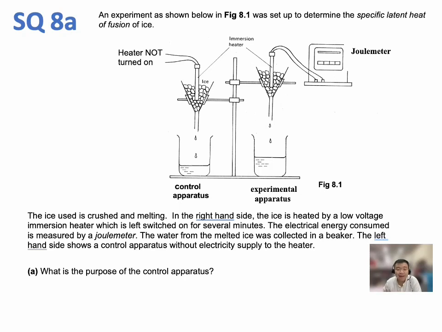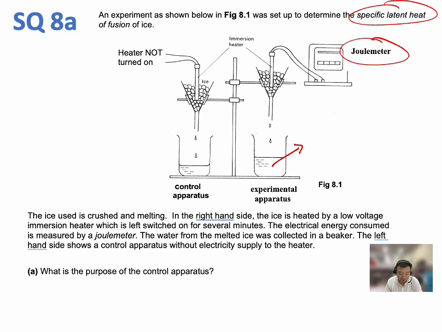Now in question 8, this is an experimental setup for us to determine the specific latent heat of fusion of a material, in this case ice. So what we have here is a heater actually supplying energy to ice. The amount of energy that is supplied can be calculated from the joule meters, and you can figure out how much ice has melted over here, and that's how you can calculate the specific latent heat of ice.